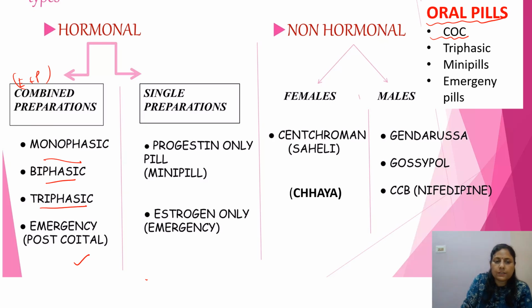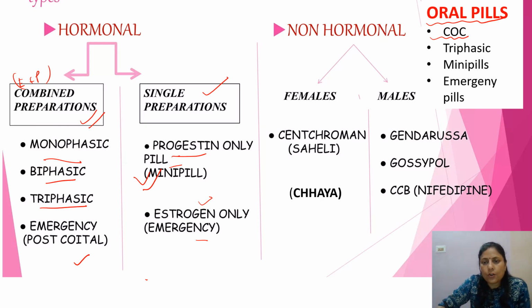Now, besides these combined oral contraceptive pills, there are single preparations only. Single preparations means pills containing only estrogen or only progesterone. Progestin-only pills, which are also known as mini pills, contain progesterone only. There is no estrogen in those pills. In emergency cases, estrogen-only pills are also used, but they are very rare.